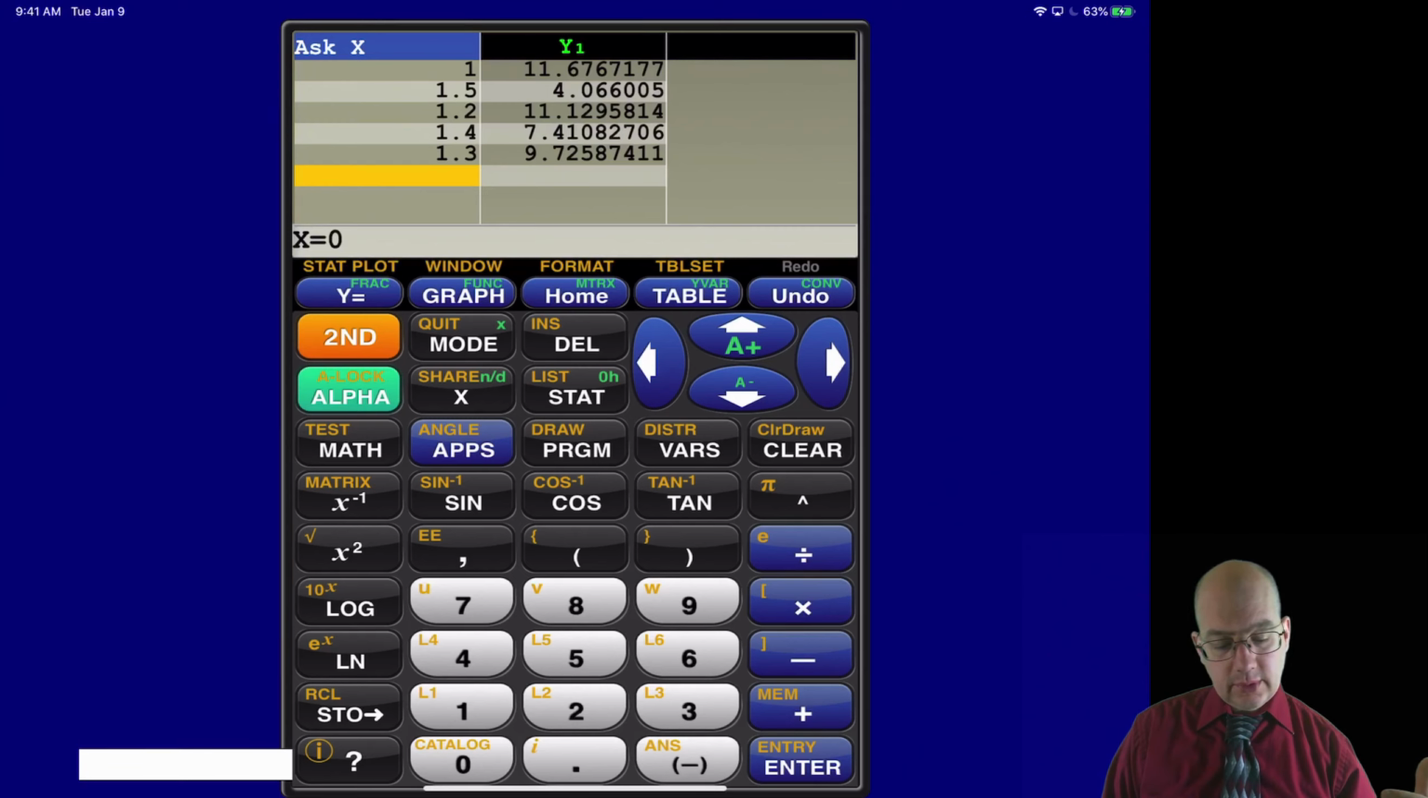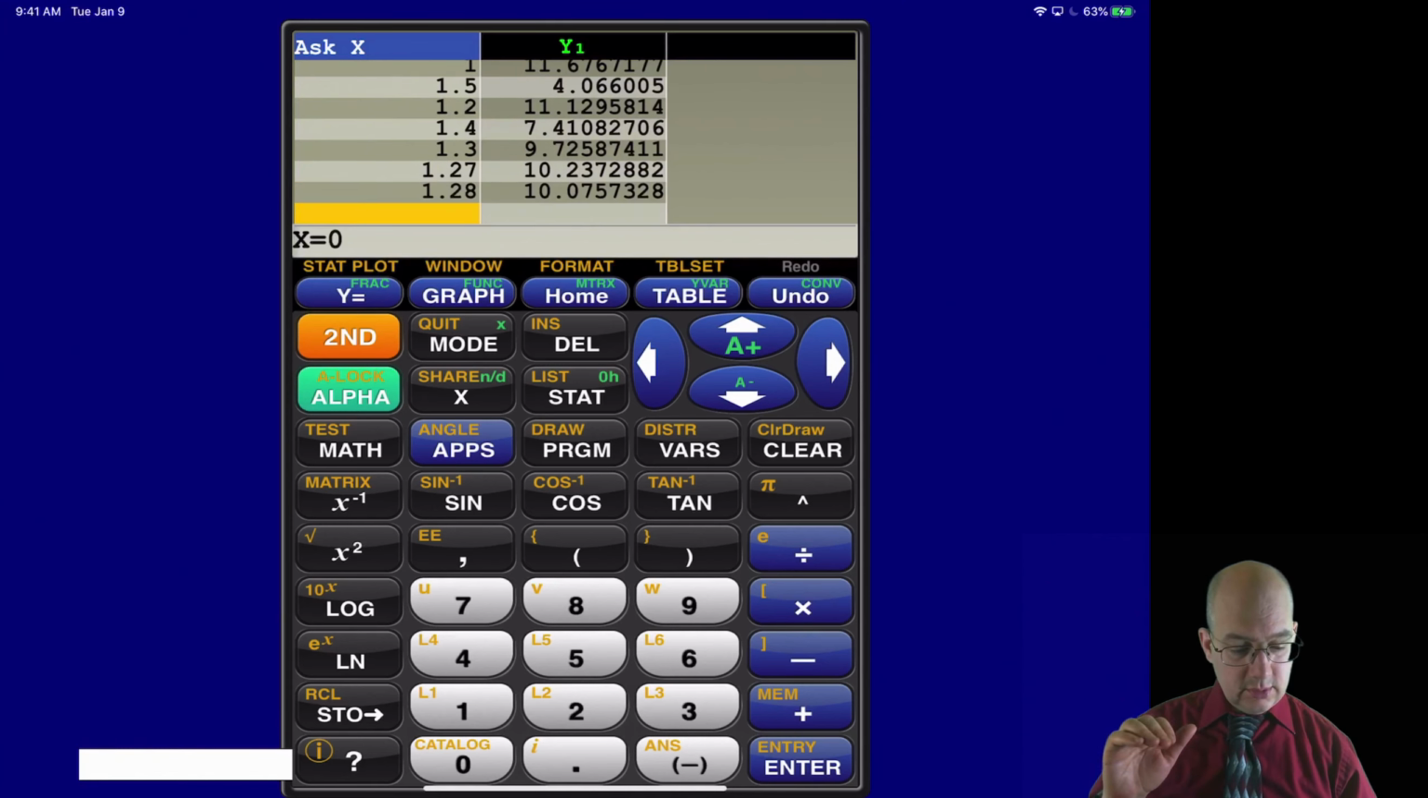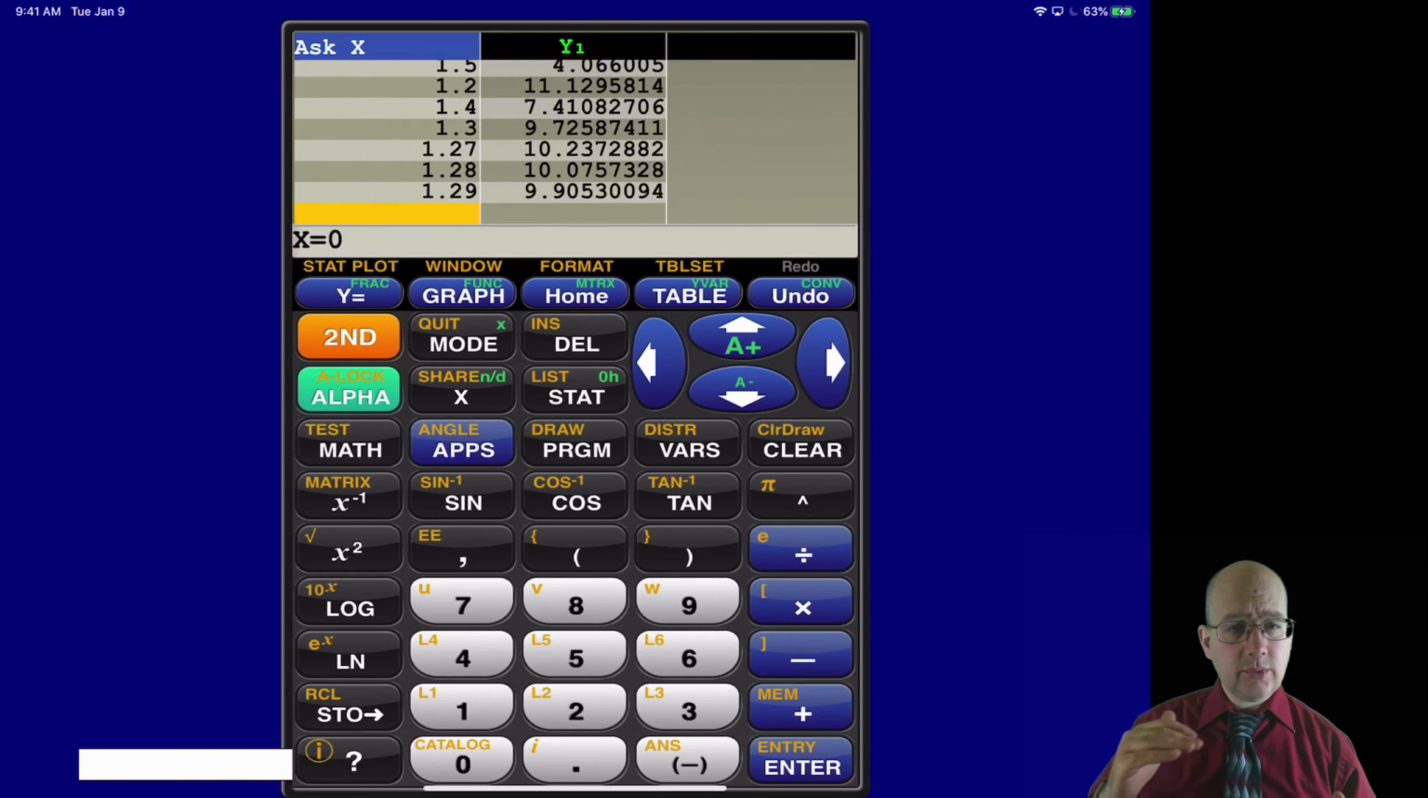Okay. And now 1.3, 9.7. That's lower. So let's look at 1.2. So 11.1. Let's just go with 1.27. All right, so that's 10.23. It's a little on the high side. So let's try 1.28. Getting better, 1.29. All right, so it's between 1.28 and 1.29.